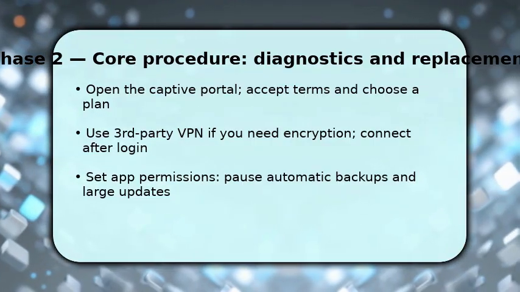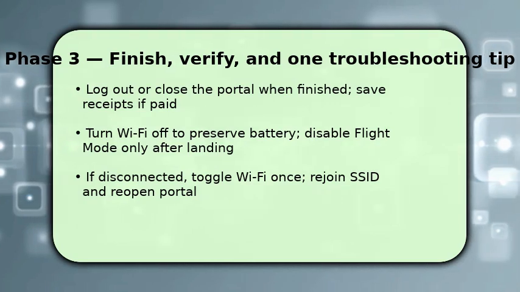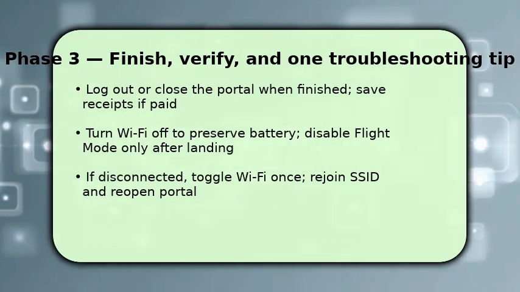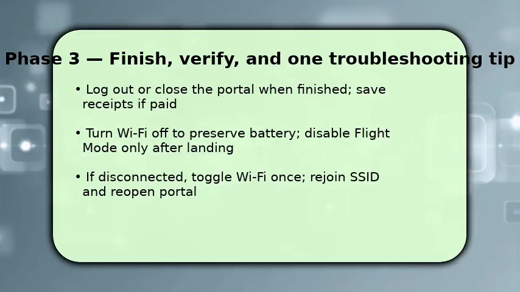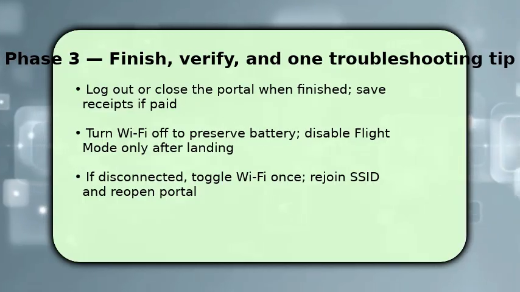When you're done, log out of the portal or simply close your browser tab and save any payment receipt. Then turn Wi-Fi off to save battery and keep flight mode enabled until instructed otherwise. Disable flight mode only after landing or crew permission.